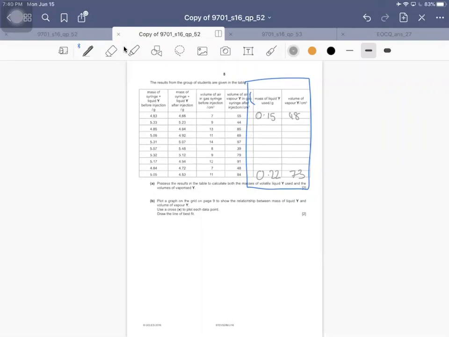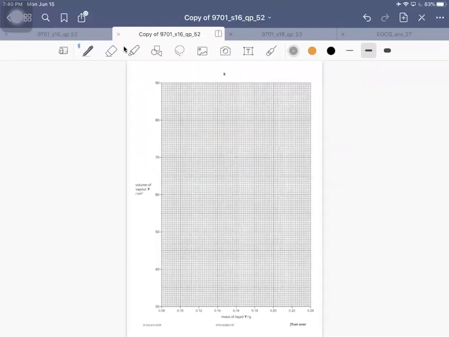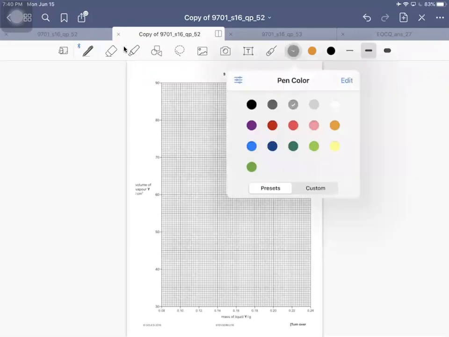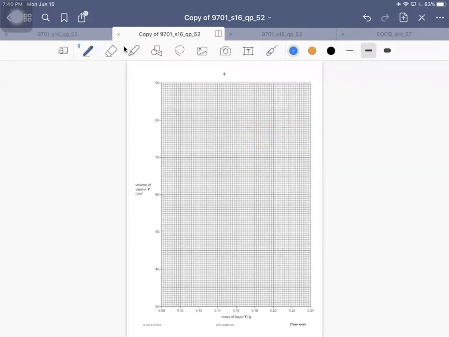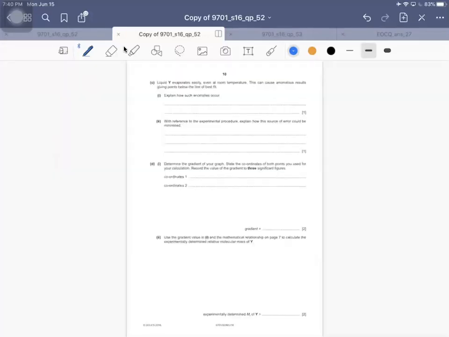And then they ask you to plot a graph. Use a cross to plot each data point, draw the line of best fit. I believe that after you plot your graph, the line of best fit does not necessarily mean it is always a straight line. A curve can be a line as well, but for this question, I think yours is nicely a straight line. And then you have the anomaly.